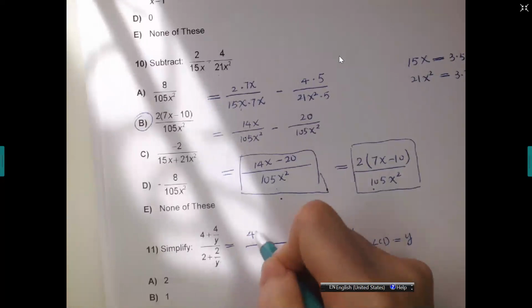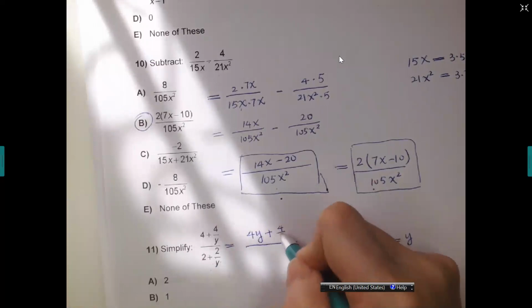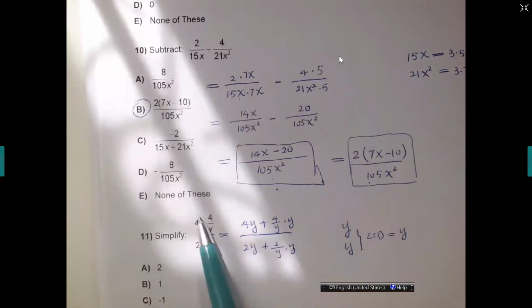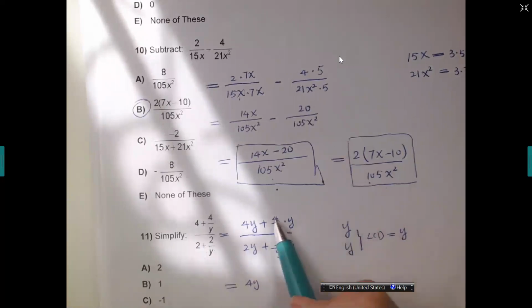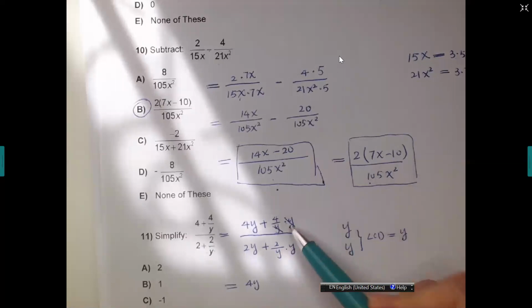So 4 times y, this term times y, plus the second term times y as well. And go to the bottom here, we have 2 times y plus 2 over y times y. And every single term multiplied by the LCD and then simplify. 4y is 4y. So when we multiply 4 over y times y, we'll see those two cancel out. This y is on the top, this y is on the bottom. So those two cancel each other.